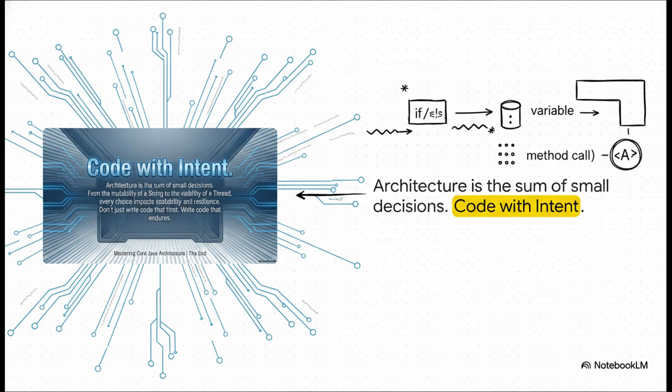And really, what this all comes down to is that every single choice matters. Architecture isn't some grand document you create once. It is the sum of thousands of small decisions you make every single day, from choosing equals() over double equals, to picking an ArrayList, to knowing when a variable has to be volatile. So don't just write code that runs. Write code that endures. Code with intent.